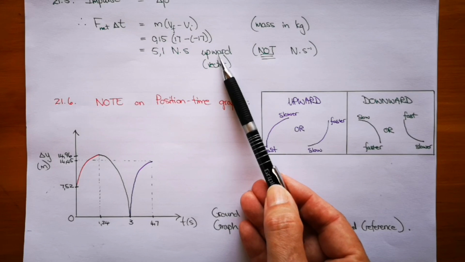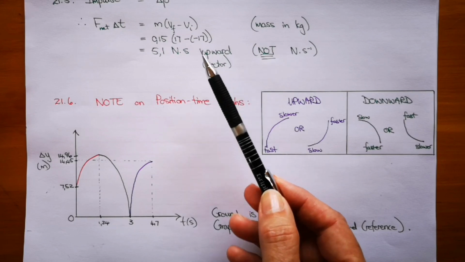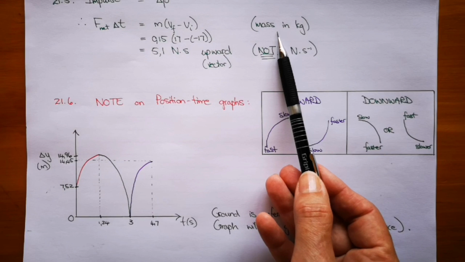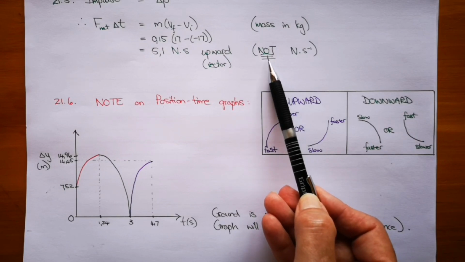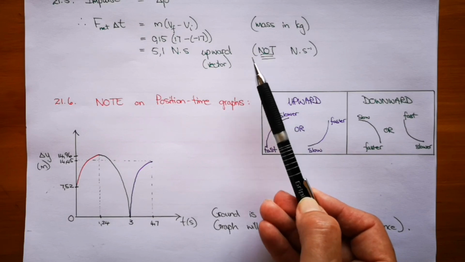They've asked you for impulse. Impulse and momentum are vectors, so you need direction. Remember, the mass must be in kilograms, and for your unit, you can say kilogram meters per second or newton second, not newtons per second.